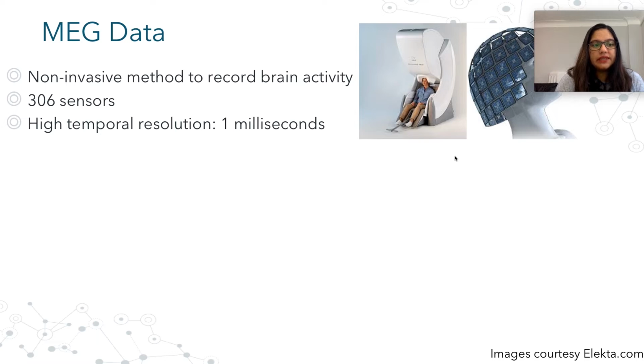Let's understand the brain data a little more in detail. We capture the brain data using magnetoencephalography, which is a non-invasive method to record brain activity. In this method, a subject is put in a scanner consisting of 306 sensors arranged around the head of the person. These 306 sensors capture magnetic activity induced by blood flow due to naturally occurring brain activity. This kind of data has very high temporal resolution of 1 millisecond, which is ideal for studying dynamic language processes.